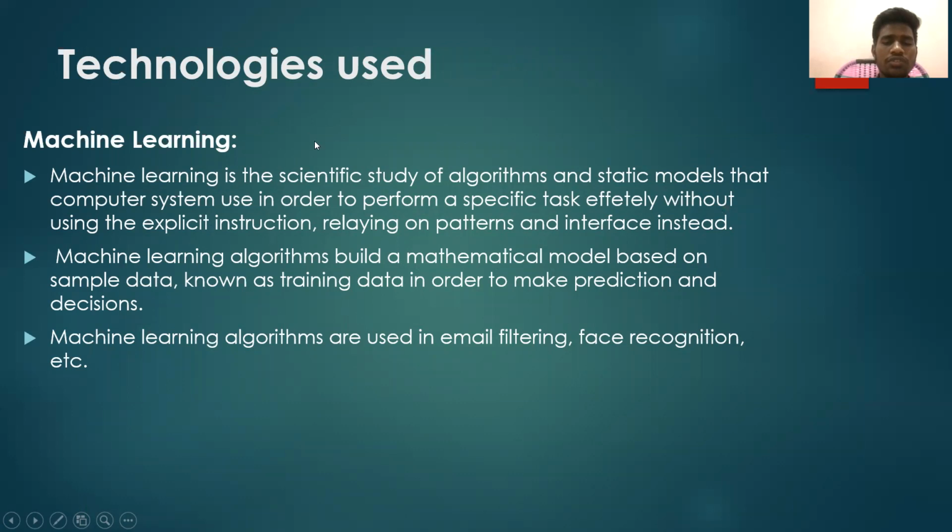Technologies used: what are the technologies used for fraud detection? Here we use a machine learning algorithm. Machine learning is the scientific study of algorithms and statistical models that computer systems use in order to perform a specific task effectively without using explicit instructions, relying on patterns and inference. Instead, a machine learning algorithm builds a mathematical model based on sample data, known as training data, in order to make predictions and decisions. Machine learning algorithms are used in email filtering, face recognition, and many other examples.